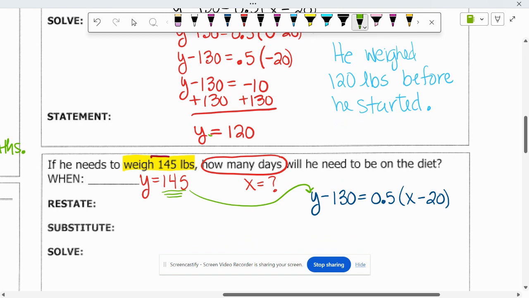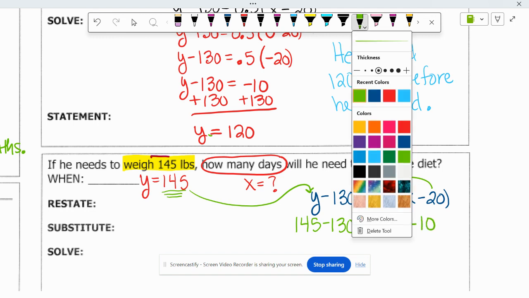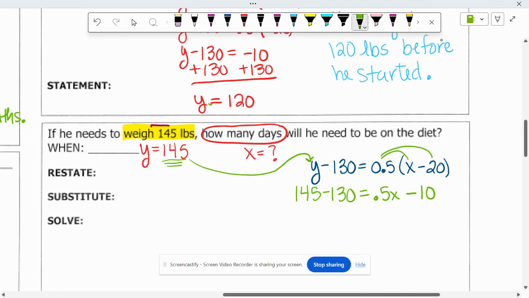Okay. You got it, Christian? So tell me what that gives me. 145 minus 130 equals, and I'm going to distribute on this side. 0.5x, I heard you, sir, minus 10. So this is a positive 15, you said, Christian? So 145 minus 130 is 15. 15 equals 0.5x minus 10.